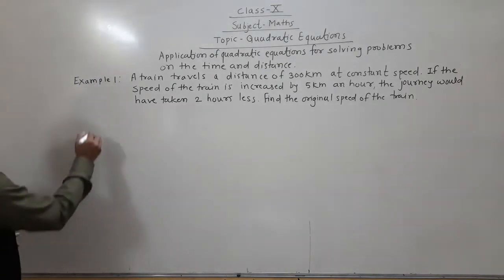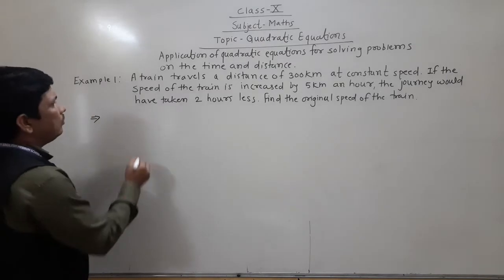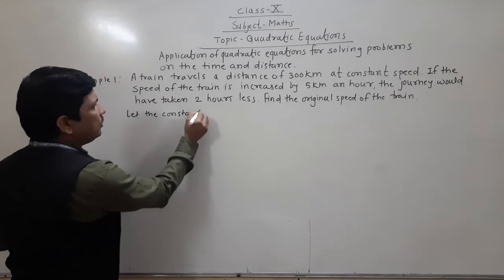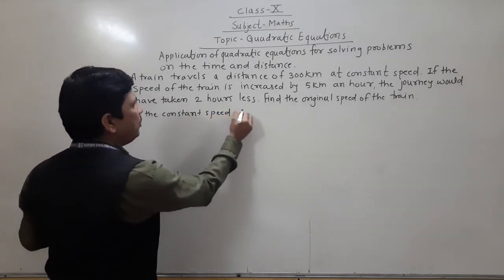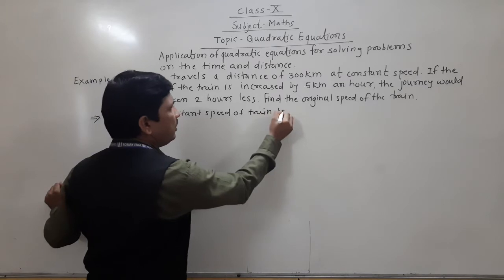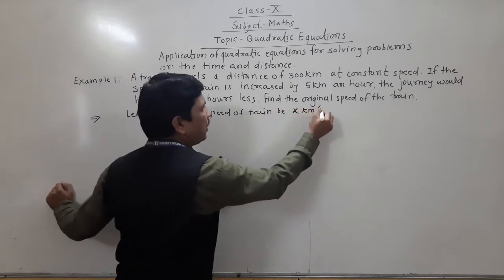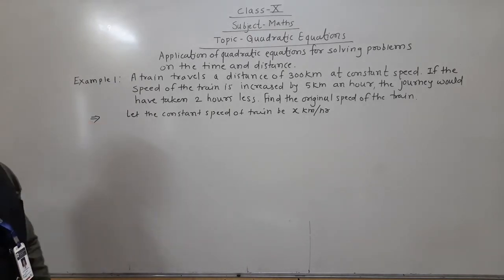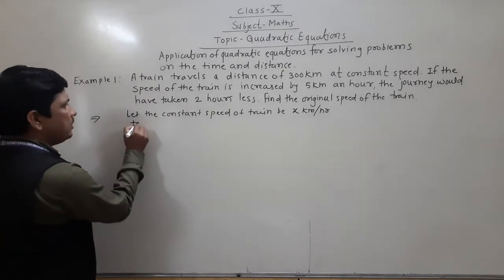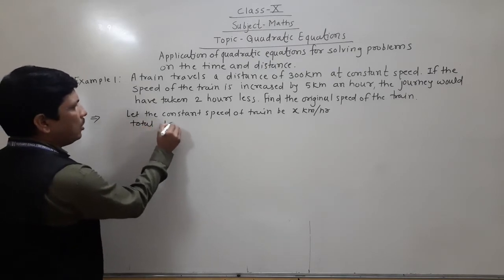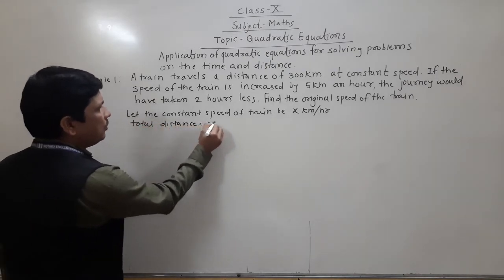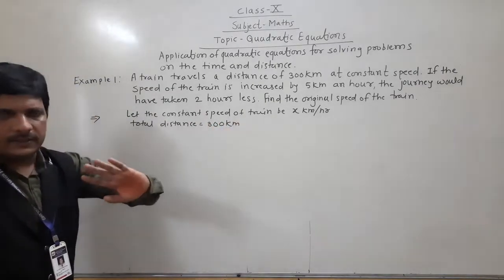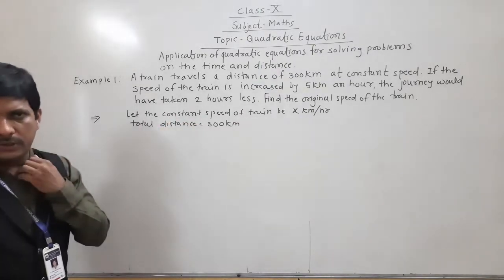First, let the constant speed of the train be x kilometer per hour. And what is the distance given? Total distance is given, 300 kilometer. Speed we have taken x and then distance is 300 kilometer.